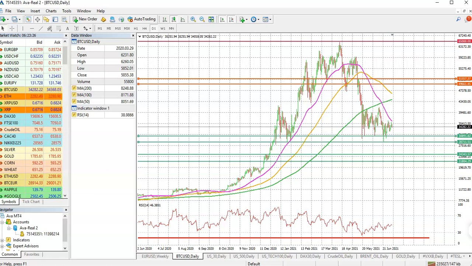Now, looking at the MT4 platform on the daily time frame, what we see initially is that we have three important moving averages. First, it is your 50-day simple moving average right over here. Followed by that, it is your 100-day simple moving average. And then finally, what you have over here is your 200-day simple moving average.